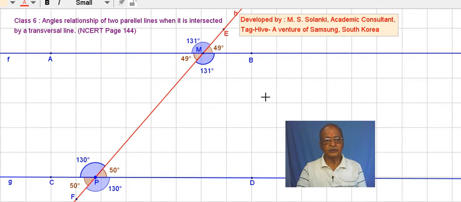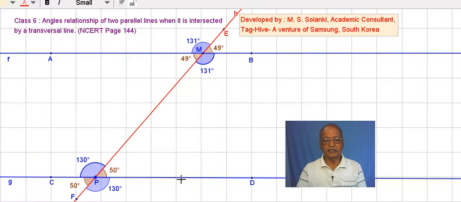Today we are going to discuss one of the concepts of class 6: the angle relationships of two parallel lines when they are intersected by a transversal line.